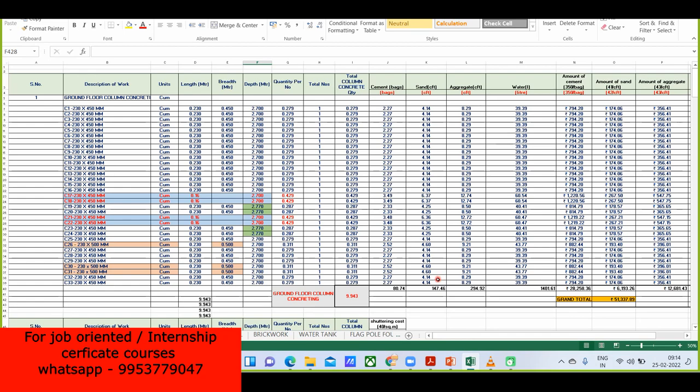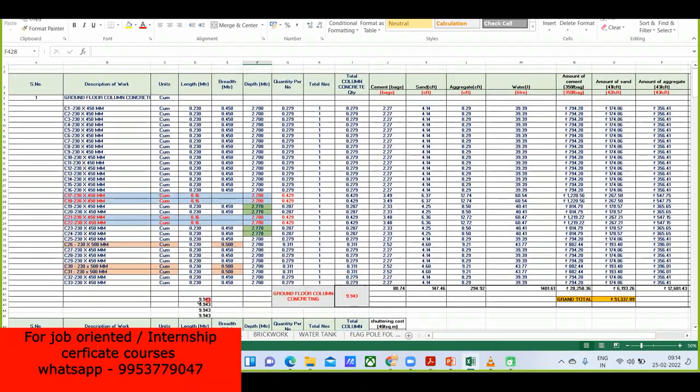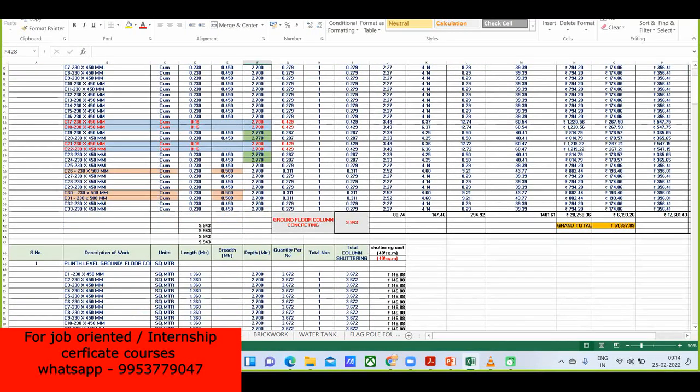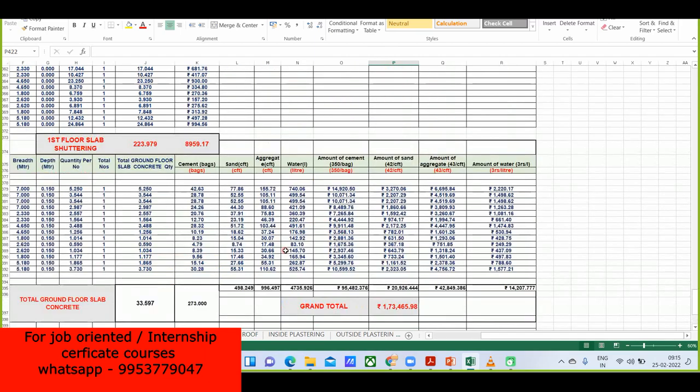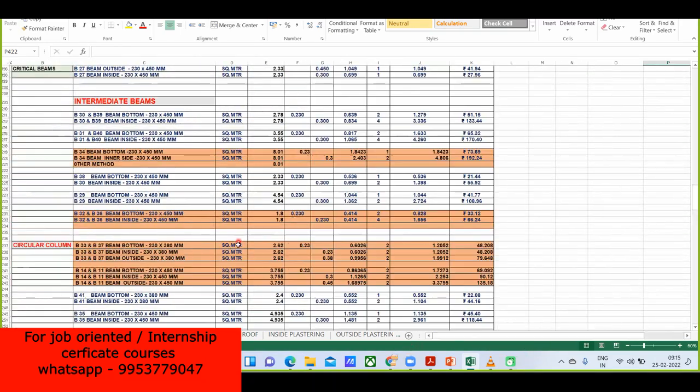This is not exactly for this particular building, but at least the way of preparing this is similar to that. Right now I'll take you to the roof part. So you can see it here. I've written all the quantities here.